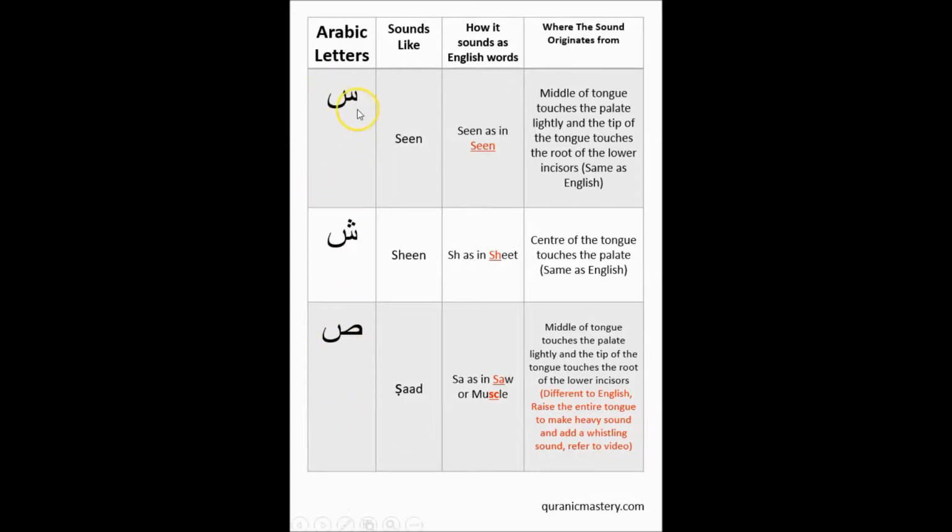We'll go through this page. I'm going to say it 3 times each. Seen. Seen. Seen. Sheen. Sheen. Sheen. The last one. Sad. Sad. Sad. Okay, so similar to muscle or saw.